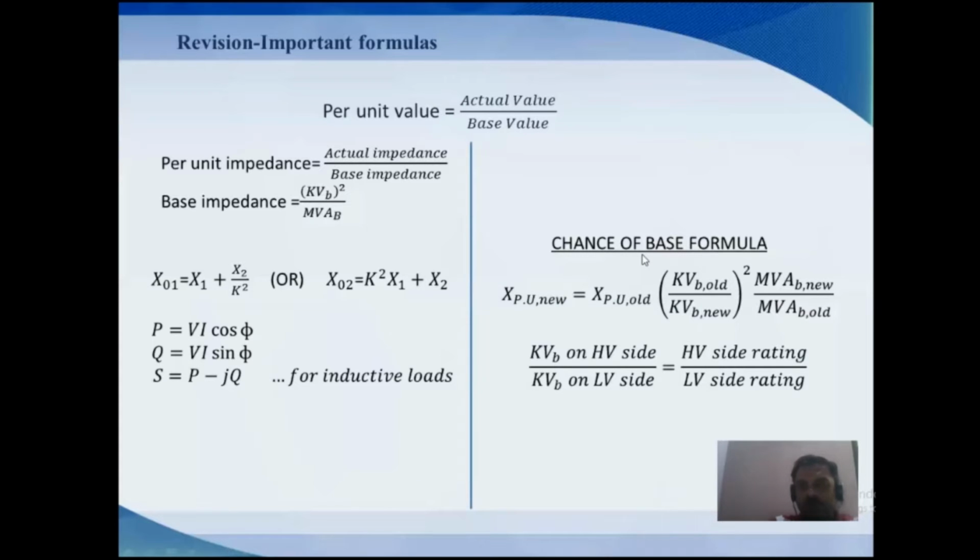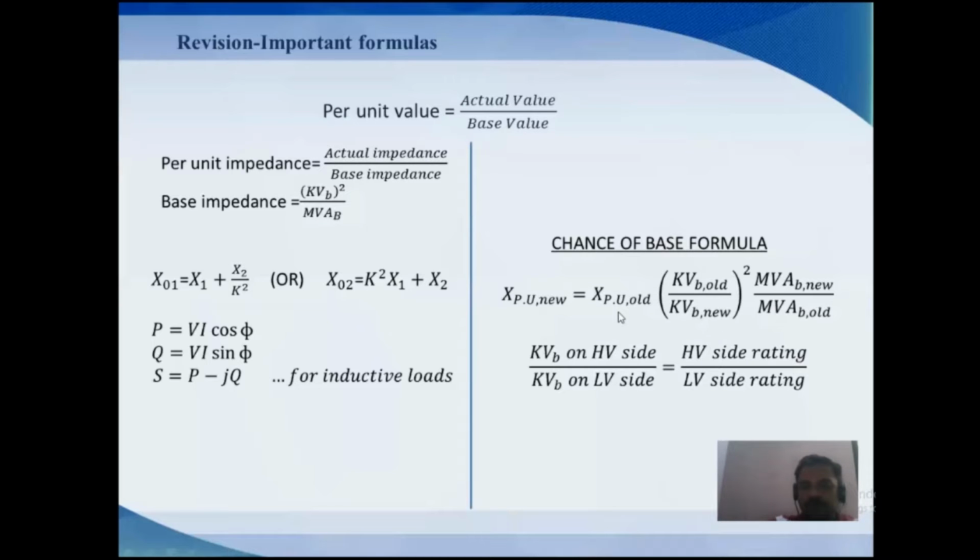Then this formula is the most important formula, the change of base formula. X per unit new is equal to X per unit old, into kVb old divided by kVb new, the whole square, into MVAb new divided by MVAb old. This is for the new per unit reactance. Similarly, for the new per unit impedance, instead of X put Z.